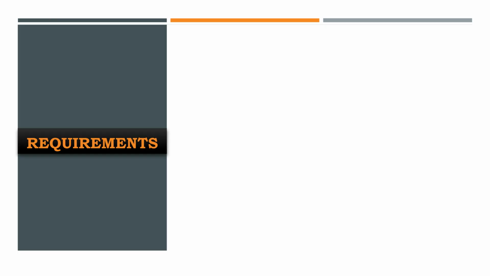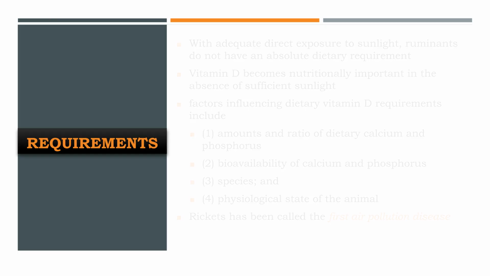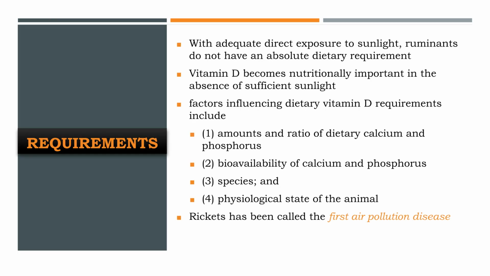Ruminants with adequate sun exposure may not require dietary vitamin D. Requirements become important without sunlight and are influenced by the amount and ratio of dietary calcium and phosphorus, their bioavailability, species, and the animal's physiological state.